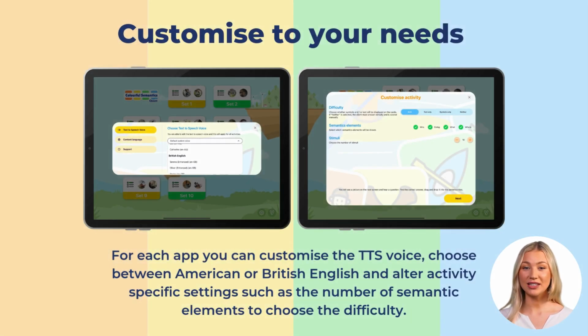And for even more flexibility, each app lets you customize a variety of settings. You can change the text-to-speech voice to suit your preferences, choose between American or British English, and adjust activity-specific settings like the number of semantic elements to increase or decrease the difficulty level.